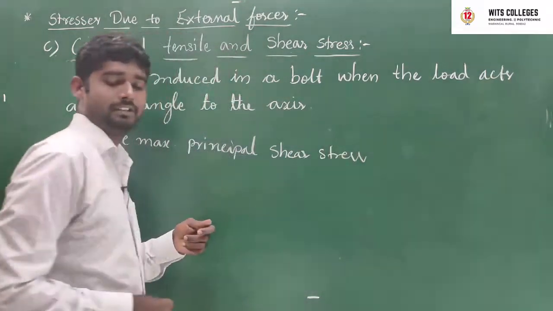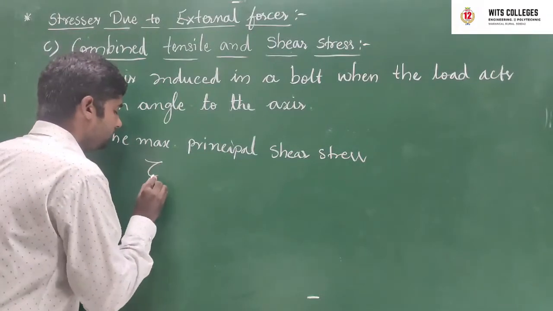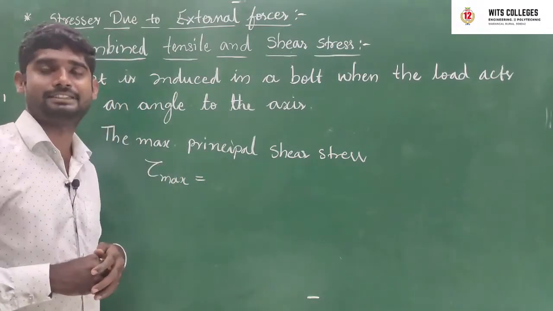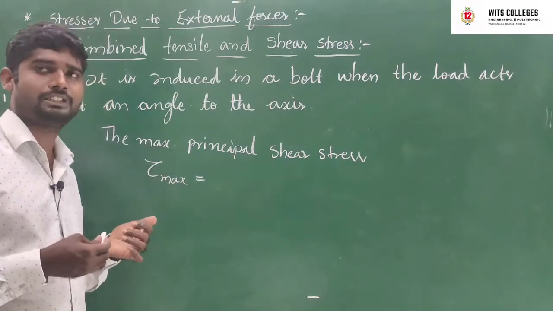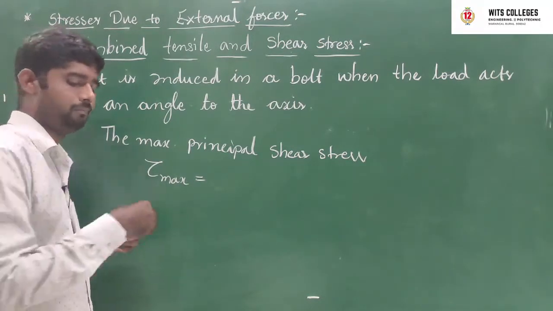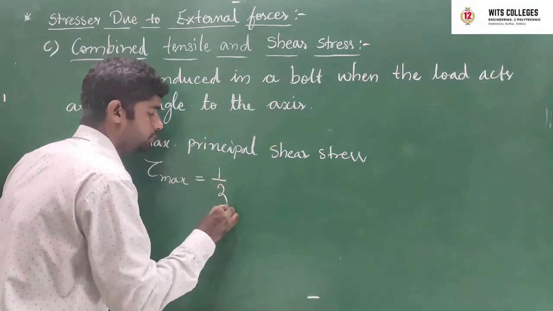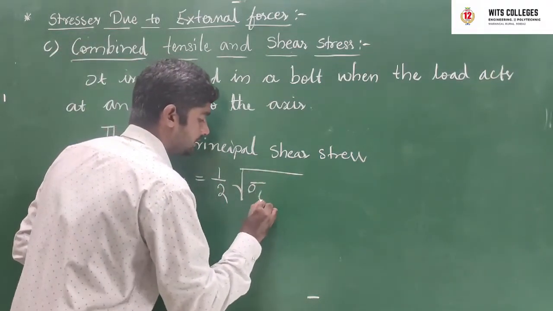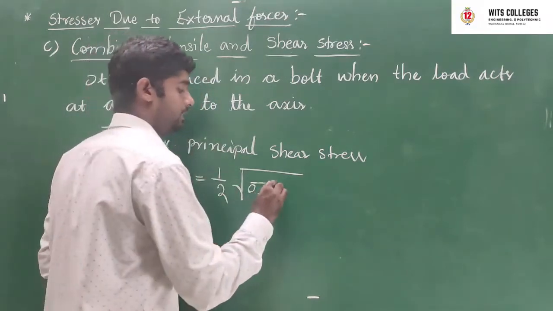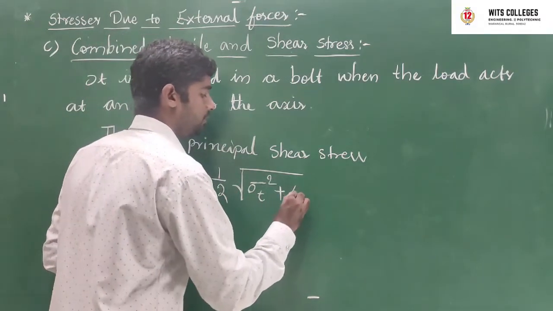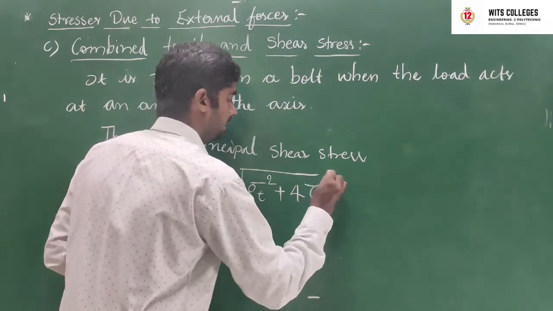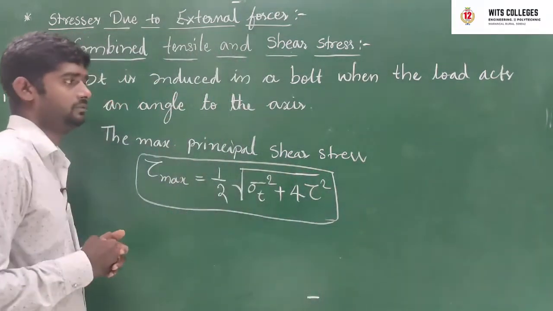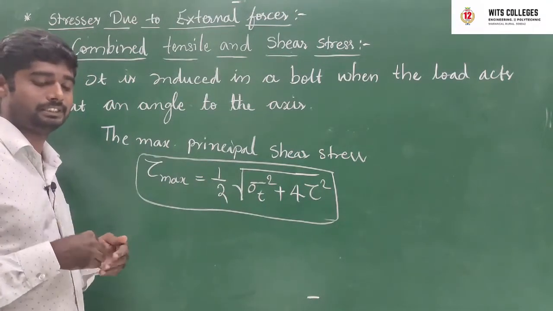In this theory, maximum shear stress tau max is equal to, as we already know, 1 by 2 under root sigma t square plus 4 tau square. Last class we already solved one problem using this. This is the maximum principal shear stress theory.